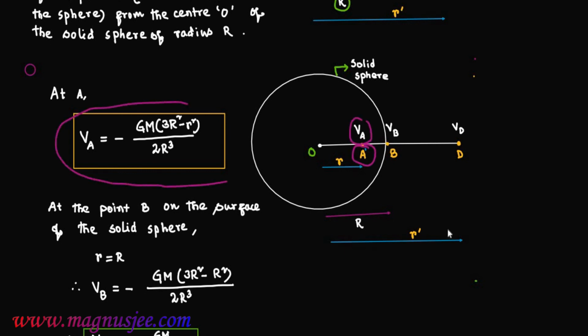At A, the gravitational potential VA equals minus GM into 3 capital R square minus small r square, divided by 2 capital R cube. That is the gravitational potential at the point A inside the solid sphere.